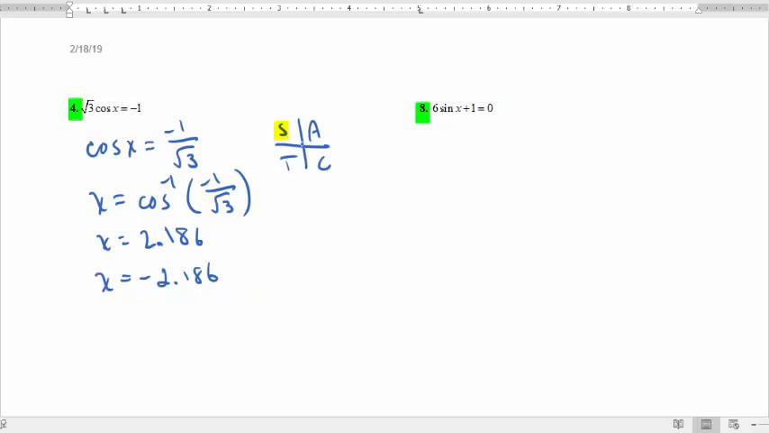But again, just remembering this whole idea of the wraparound, right? You keep getting back to the same value as you wrap around the circle each time, either in the counterclockwise direction or the clockwise direction. So you add 2 pi k to both of these solutions, and we get our general solution there. Okay, so there's our solutions for number 4.